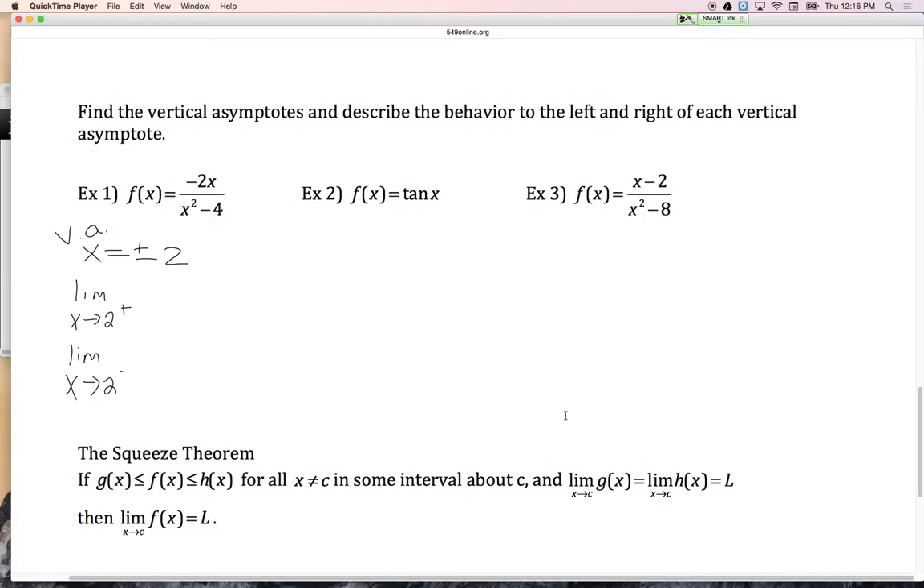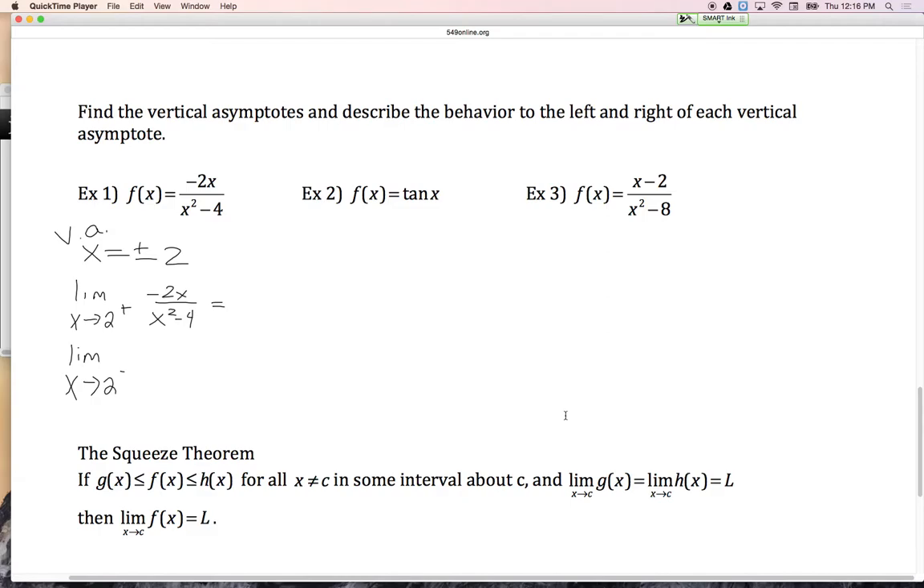So 2 from the right. Let's do this, because it's on the quiz tomorrow. So you got negative 2x over x squared minus 4. How did I tell you to go about this? This is where you want to say, okay, if I plug in 2 right now, you're going to get what in the denominator? But you don't get 0 on top, so there's no algebra you can do. So what do you do then?